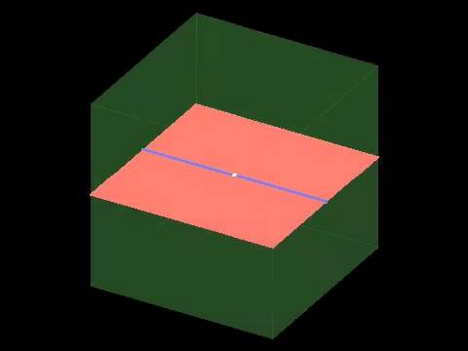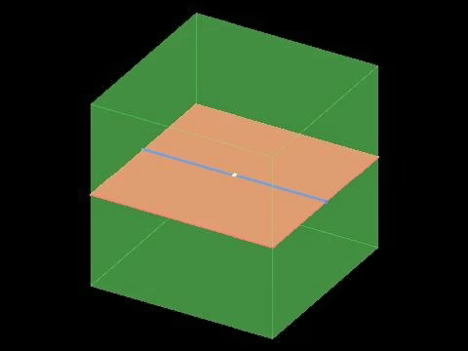A line of these points forms the first dimension, the infinite line. A line of these lines forms the second dimension, the infinite plane. A line of these planes forms the third dimension, the infinite cube. A line of these cubes forms the fourth dimension. What would that look like?